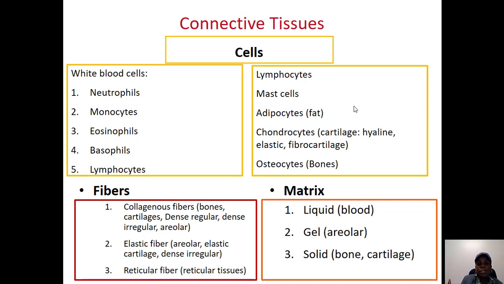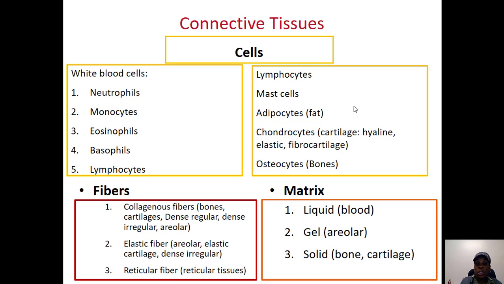So in those connective tissues, you're gonna have different types of cells. We call them toppings, right? The cell could be the neutrophil, the monocyte, the eosinophil, the basophil, the lymphocyte. Those are white blood cells. Then you can have the mast cell, the adipocyte, fat cell, chondrocyte, the cell for your cartilage, osteocyte, the bone cell, osteoblast, osteoprogenitor cell. So all the cells look like the toppings of our pizza, basically.